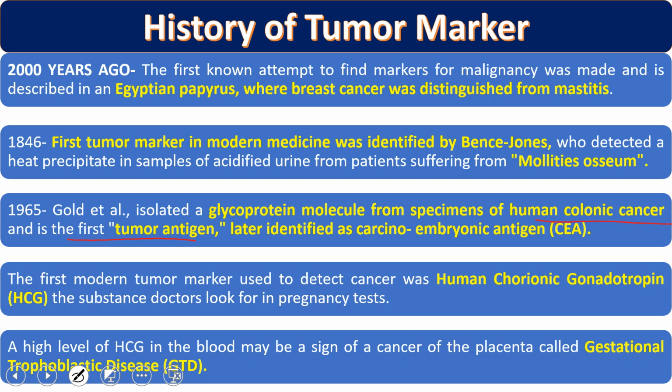Normally, during pregnancy, HCG is a hormone produced by the placenta, which helps in the implantation of the zygote in the mother's womb. So normally human chorionic gonadotropin (HCG) production increases during pregnancy. That's why it is used in the pregnancy test. But if its level is very high, it is a sign of gestational trophoblastic disease.